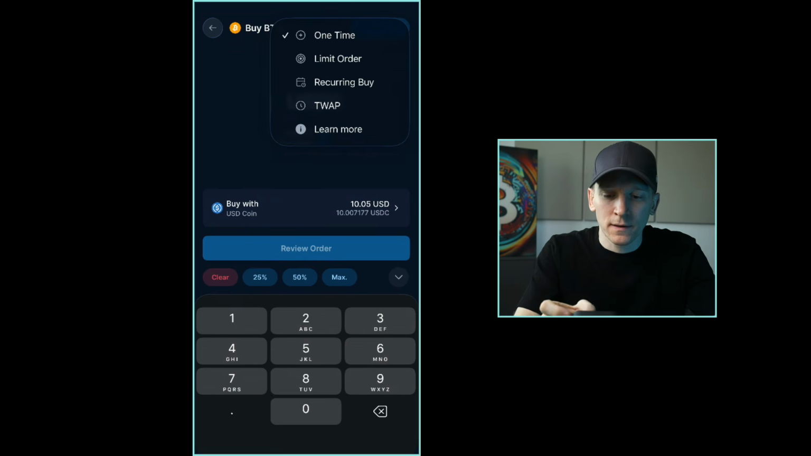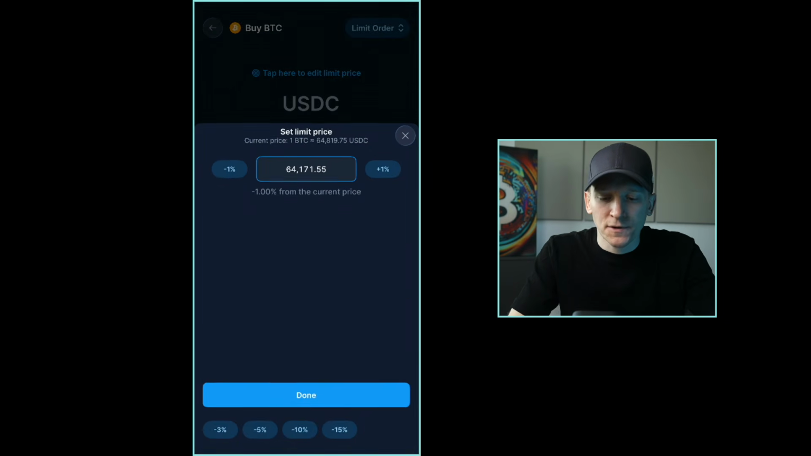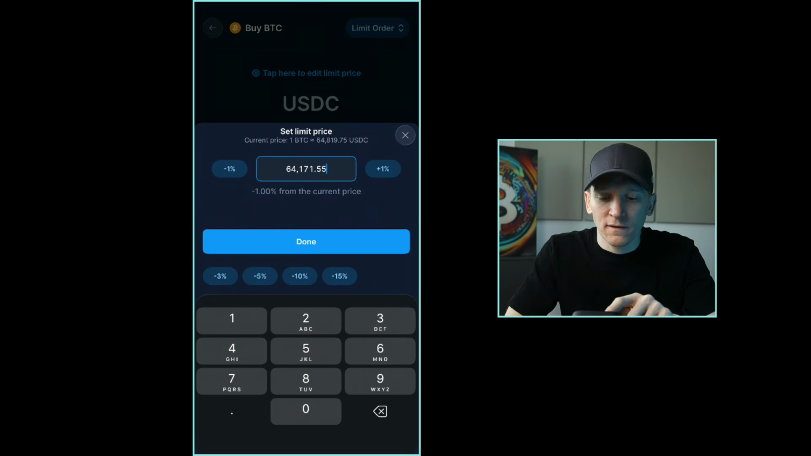Top right, we don't want to press one time. We want to click that and press limit order. And now we can choose a price. This price here is the current trading price for Bitcoin. Now, if you're a buyer, limit orders usually go in below the market price.